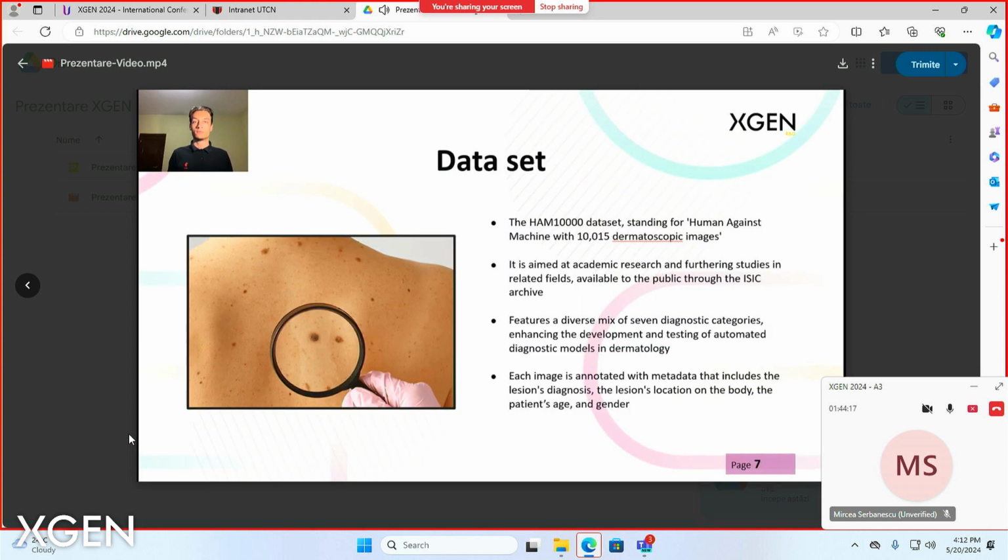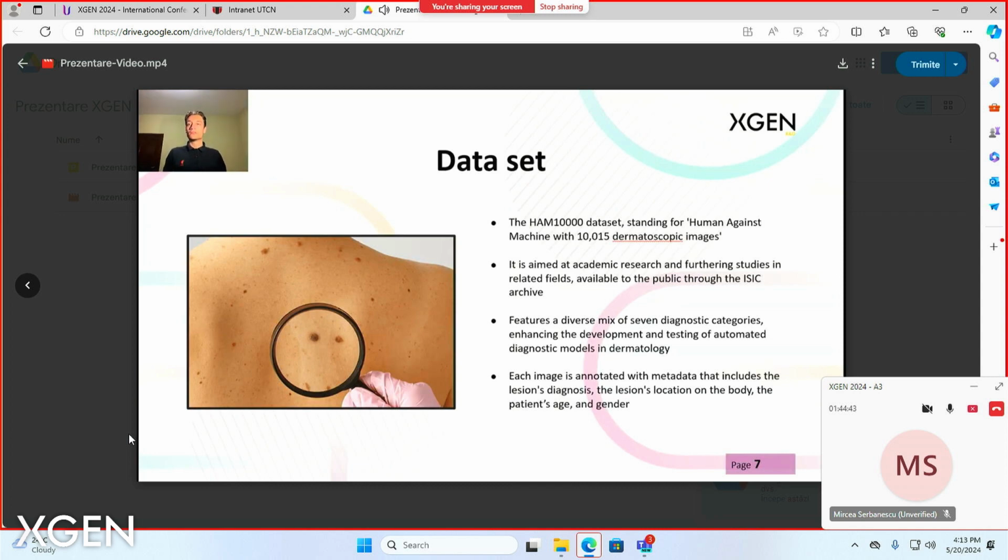As for our dataset, we use the HAM10000 dataset, which stands for Human Against Machine, with 10,000 dermatoscopic images, and represents a comprehensive collection primarily used for training algorithms to differentiate dermatoscopic lesions. The dataset is intended for academic research and may be used in other works on the same theme and is publicly available through the ISIC archive.